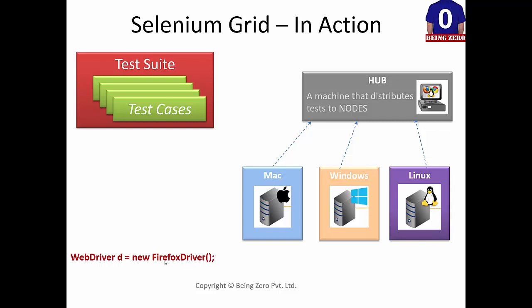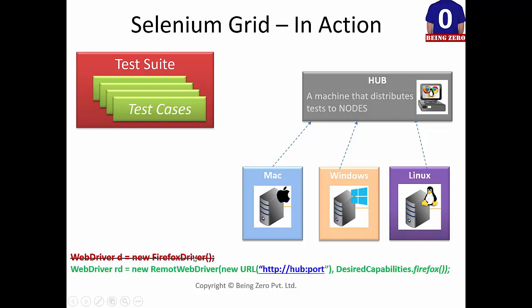Now that scenario is changing in Grid. In Grid we are saying these test cases should not run on our development box, but these test cases should be given to a hub. So when we say these test cases should be given to the hub, then these test cases should also know, or they should also inform the hub, what browser they want to run with. That is the configuration that we will specify.